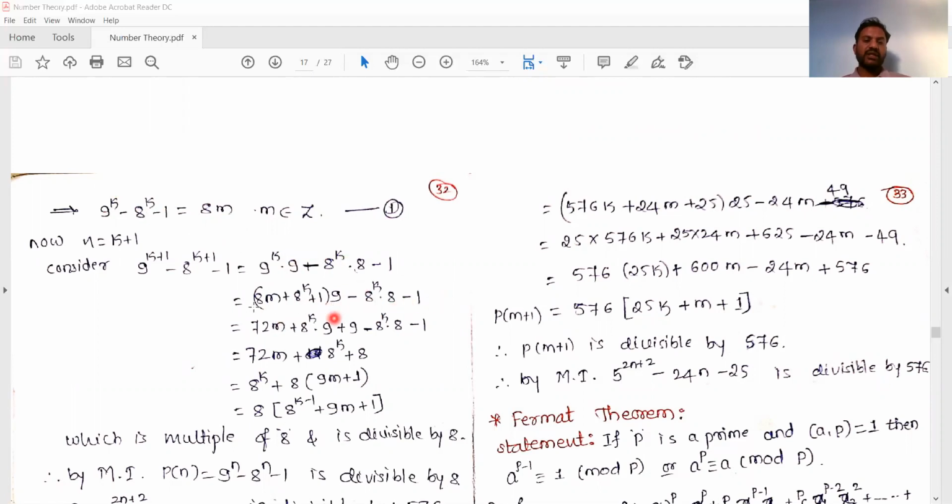So we'll simplify this. 8 nines are 72m plus 8 raised to k into 9 plus 9, minus 8 raised to k into 8 minus 1. Simplifying, we are getting 72m plus 8 raised to k into 9 minus 8 raised to k into 8, plus 1 we are getting. So 8 raised to k plus 8, 9m plus 1.